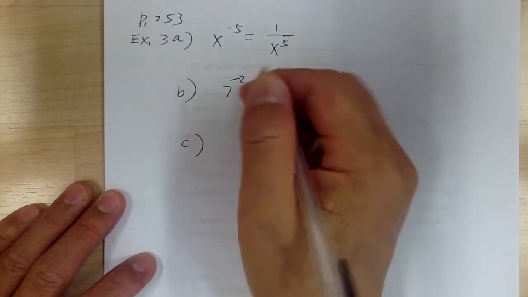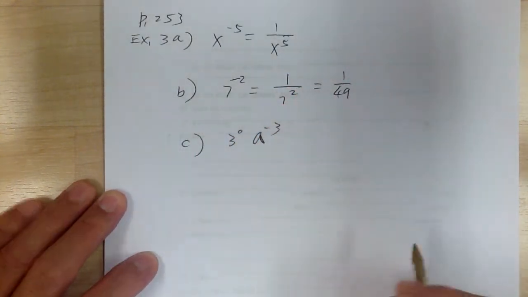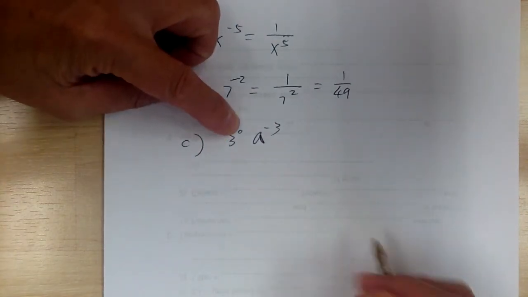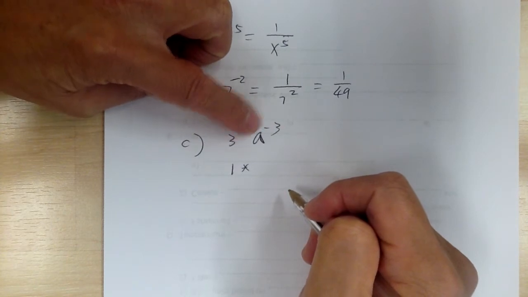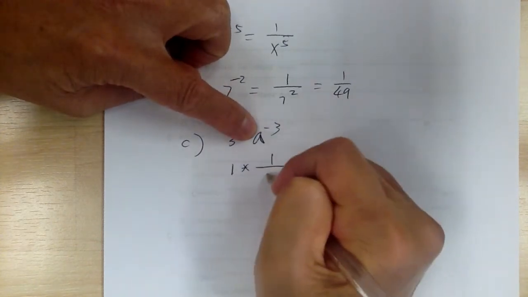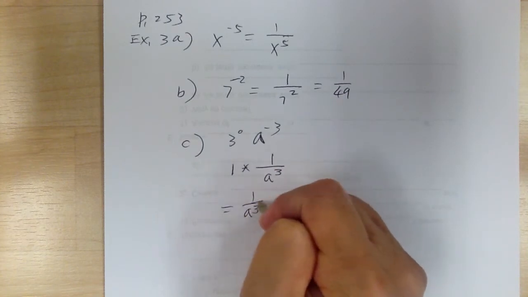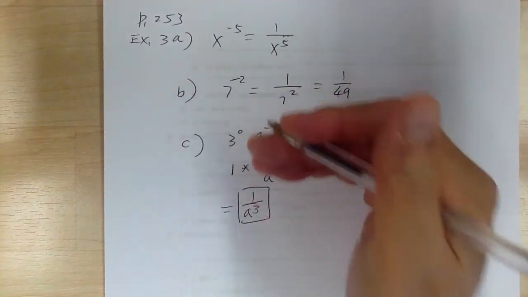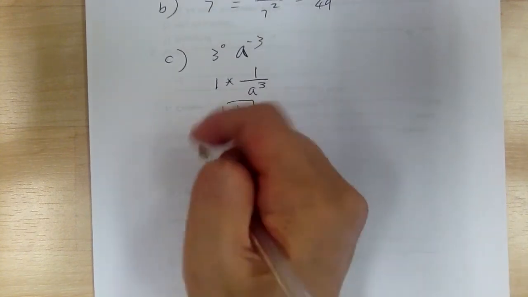So let's go to C, 3 to the 0, a to the negative 3. So you go down, so 3 to the 0 power is 1, and this means multiply. And a to the negative 3 power means 1 over a to the 3. And so the answer would be 1 over a to the 3. So again, go down step by step, so you don't make careless mistakes. So let's go to D.